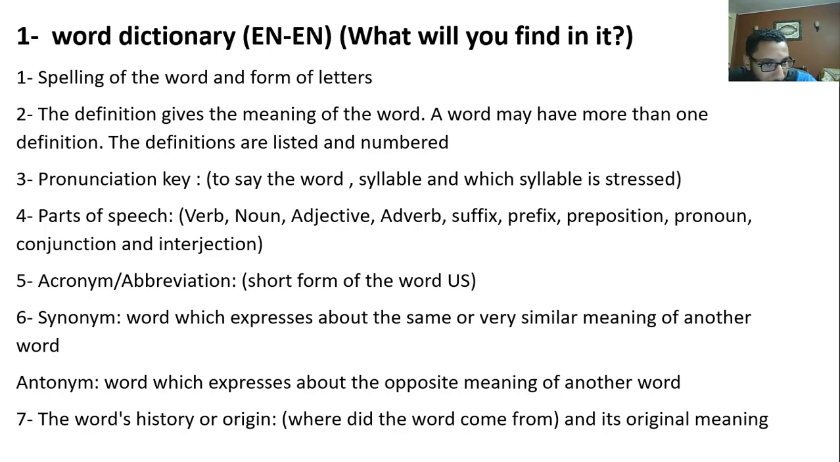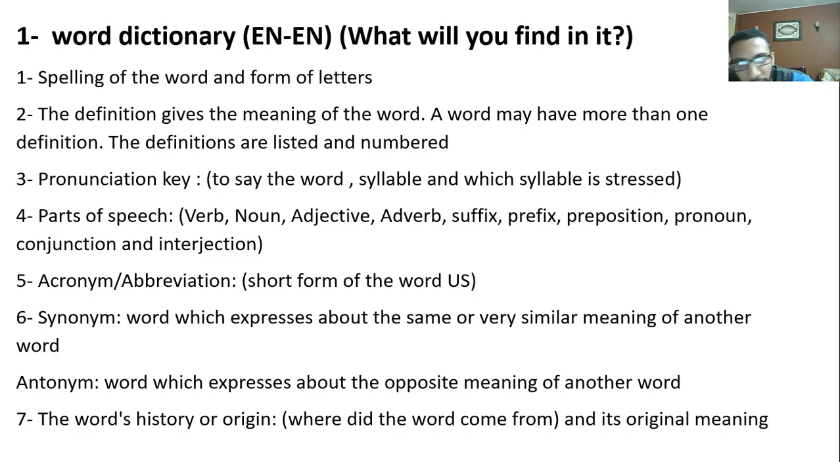Number 3, pronunciation key or phonetic symbol. Okay, to say the word, syllable, and which syllable is stressed also. You can find numbers of syllables. You can also find which syllable is stressed inside the dictionary. Number 4, parts of speech. Verb, noun, adjective, adverb, suffix, prefix, and so on.